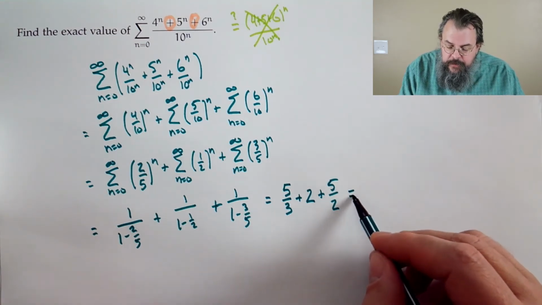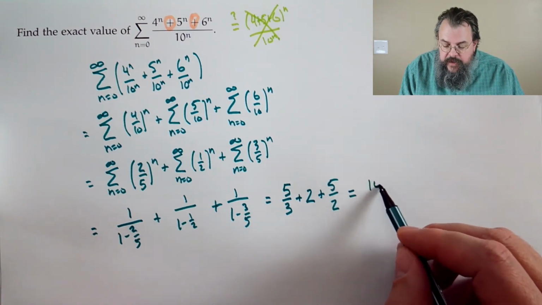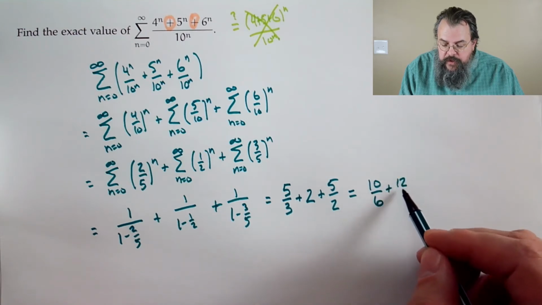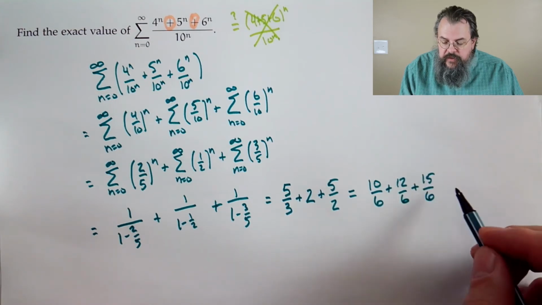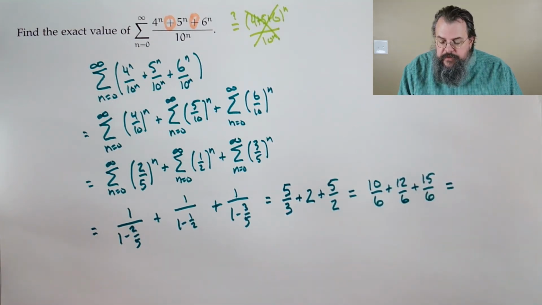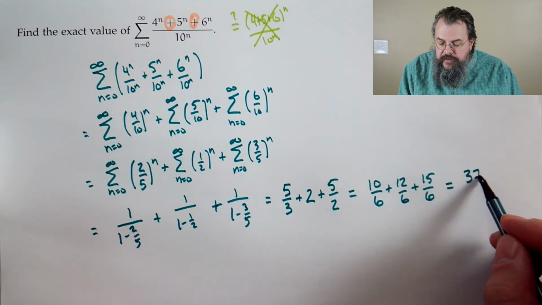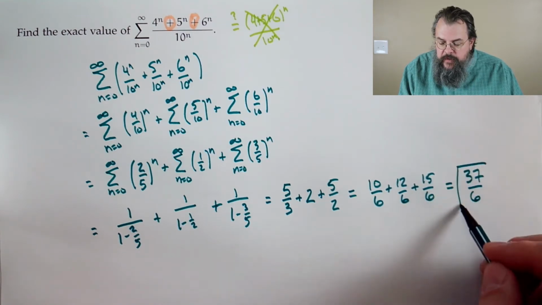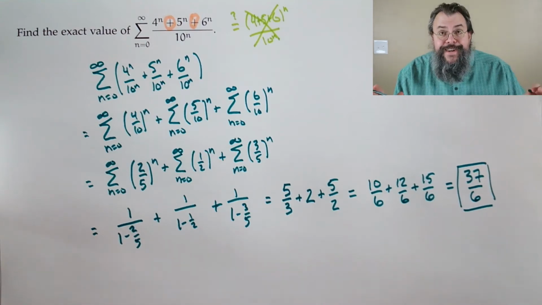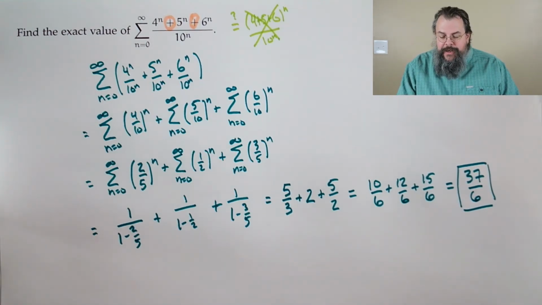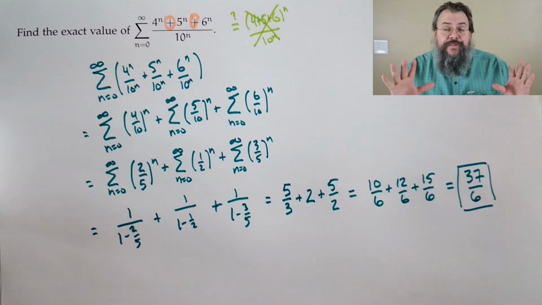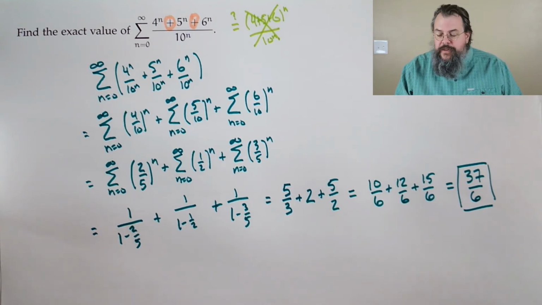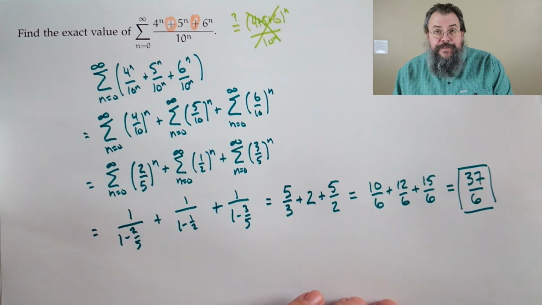Common denominator would be 6. So we can write that as 10 over 6 plus 12 over 6 plus 15 over 6. And 10 plus 12 plus 15 gets us to 37/6. And we're done. That's it. Wow, beautiful. Beautiful problem. Cool. And it's just a really nice idea saying, look, let's break things into parts. Each part we can handle. Each part is geometric. And life is good.